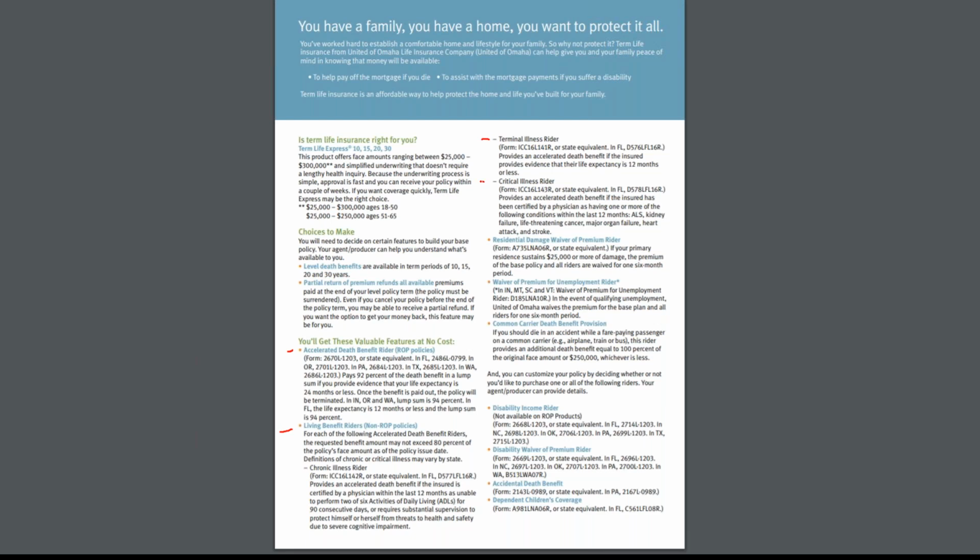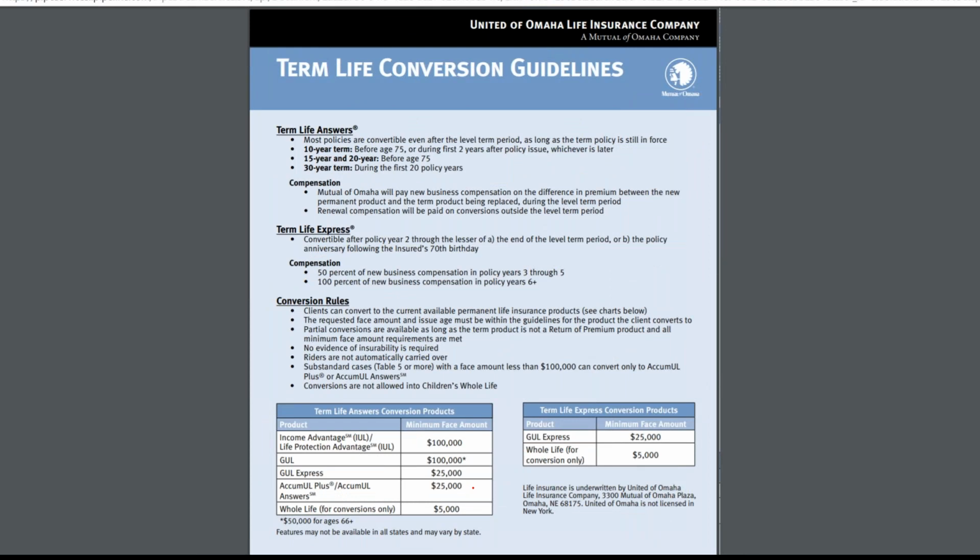Terminal illness rider, critical illness rider, residential rider, waiver of premium. This is one that's really cool that Jimmy was talking about. Waiver of premium for unemployment, common carrier death benefit, and then these are the paid riders down here. You got disability income, disability waiver of premium, accidental death, and then of course the dependent child rider as well. So again, we're just kind of reiterating the different riders that are available. Term conversion guidelines. Remember I talked about these policies are convertible.